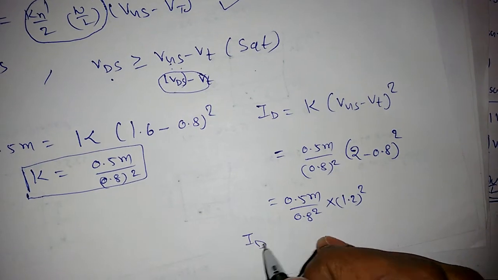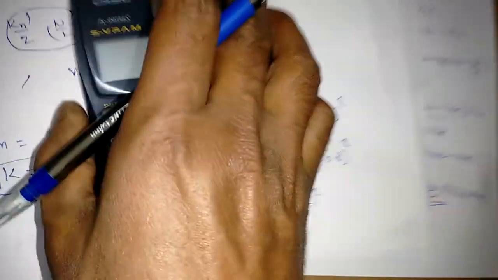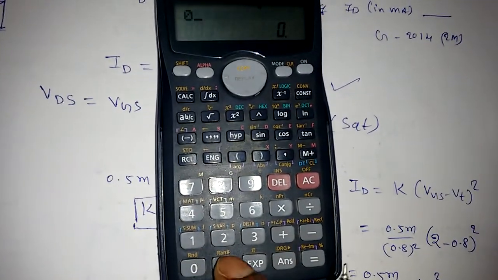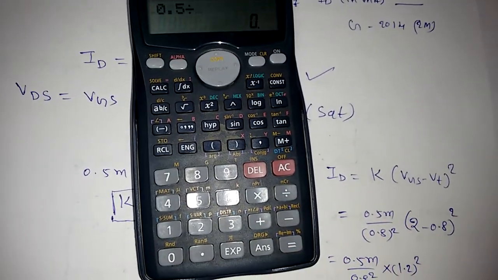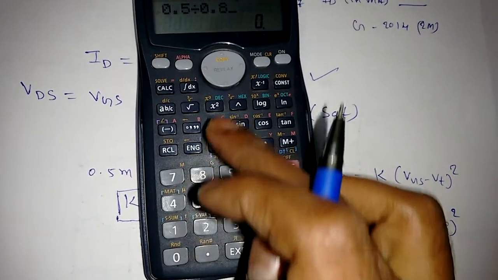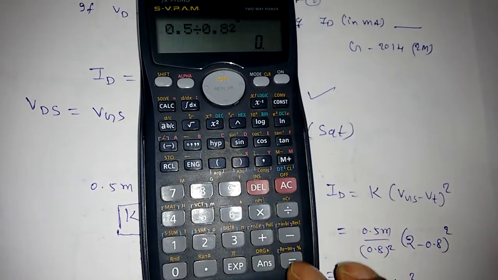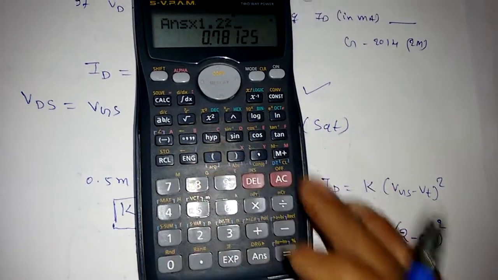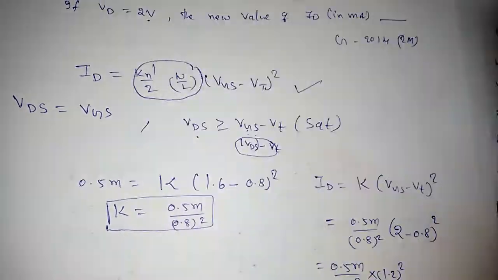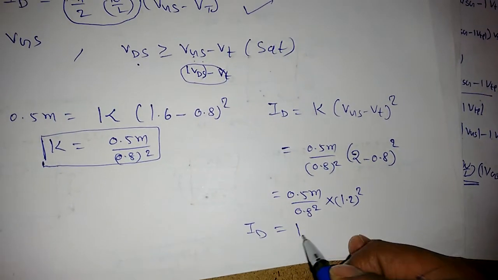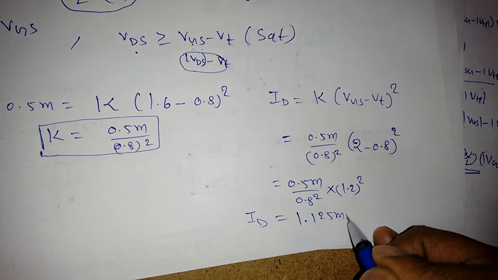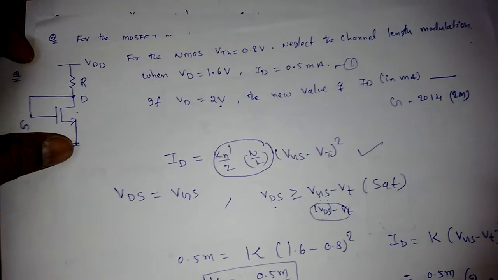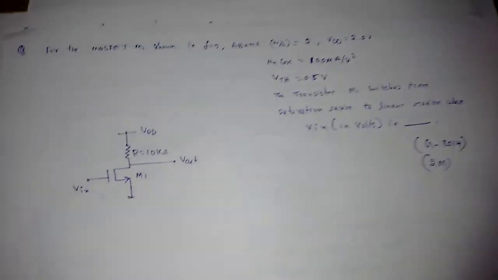If I solve this, ID is equal to 0.5 milli divided by 0.8 square into 1.2 square. So it is 1.125 milliampere. So this is how to find the ID. Very simple. We need to use this saturation region expression.